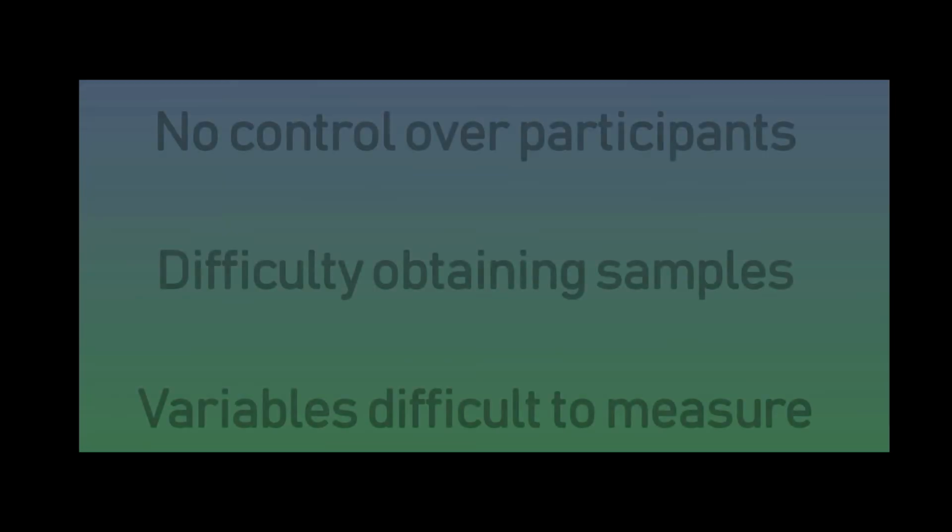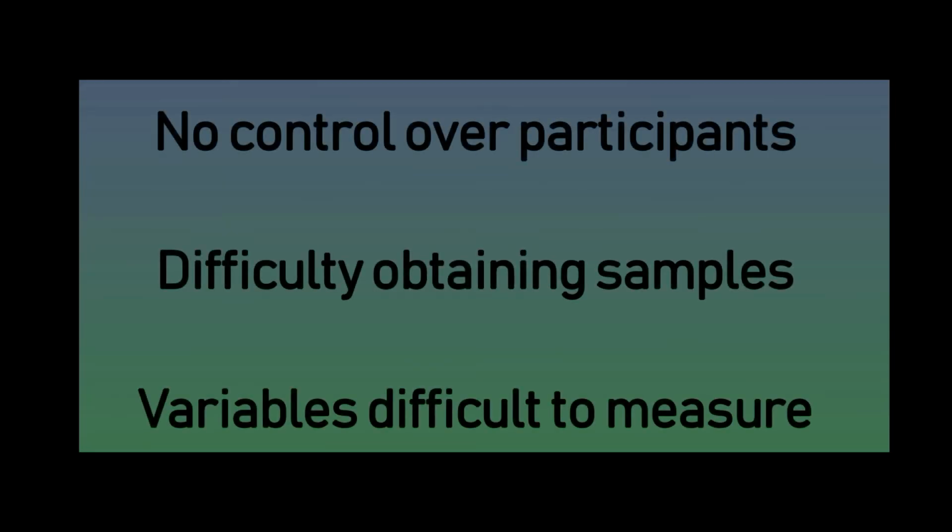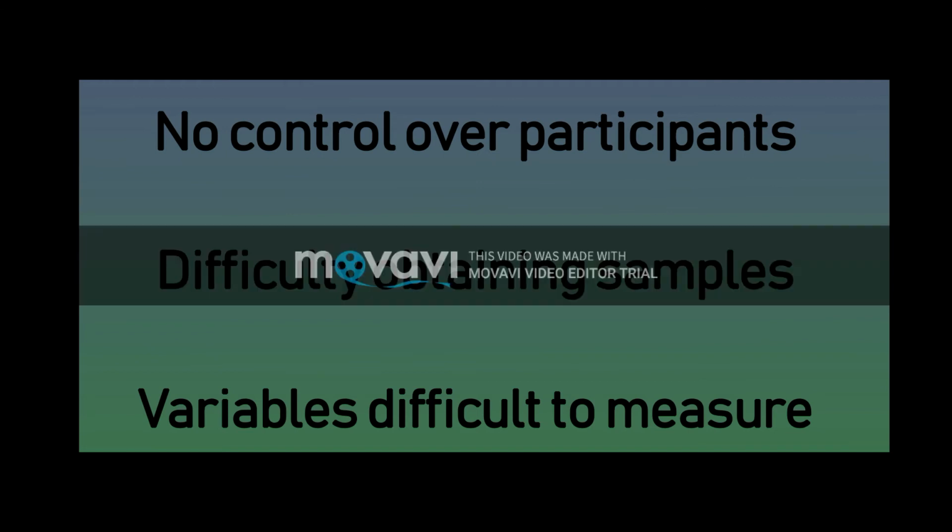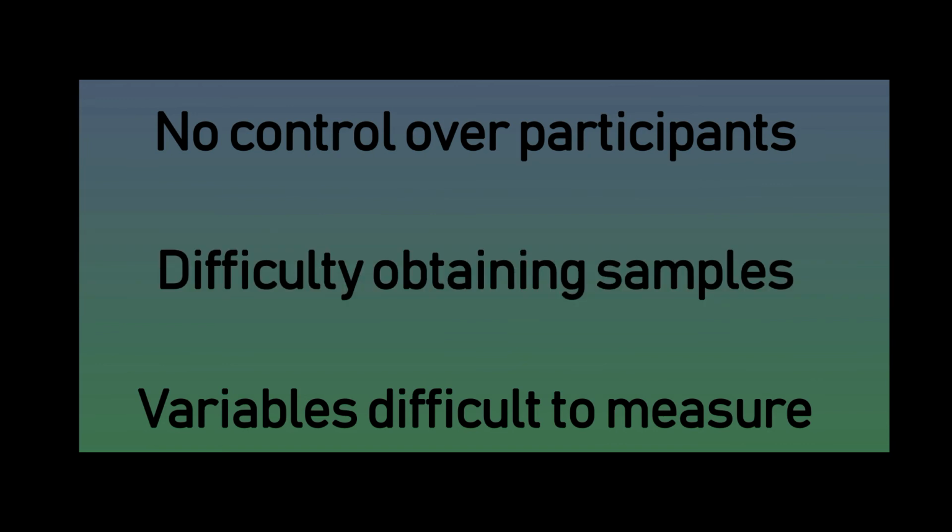Systematic error is a particular hazard because 1. Epidemiologists usually have no control over participants in studies. 2. It's difficult to obtain representative samples of such populations. And 3. Some variables of interest are difficult to measure.